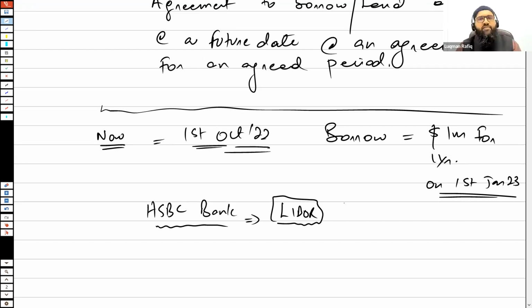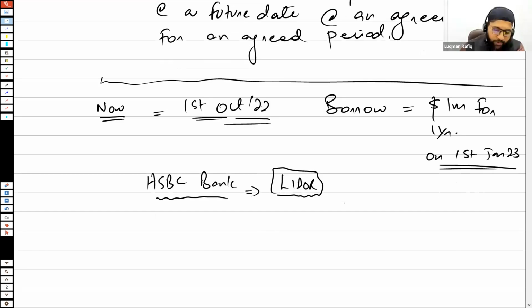So HSBC says that, look, this is not possible. All that we could do is give you the money at a variable rate. We cannot give you the money at a fixed rate. So if you want, you can get the money at a variable rate, but a fixed rate is not there. Okay. You try with the other banks.